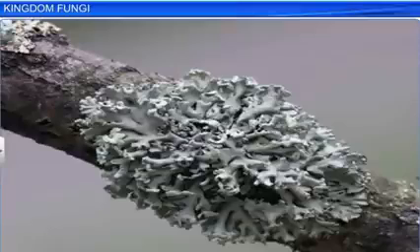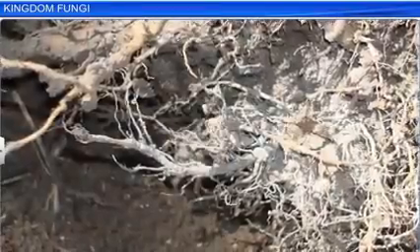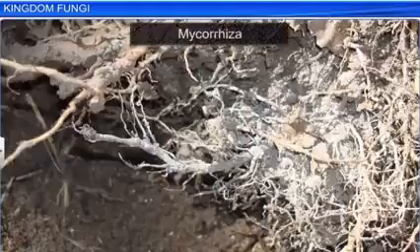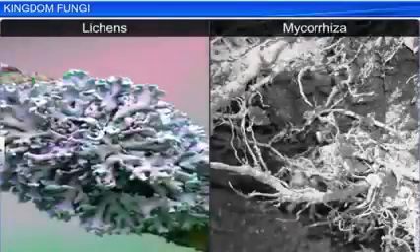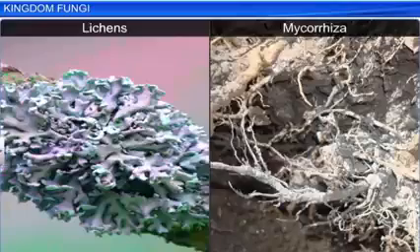For example, fungi associate with algae to form lichens. Other fungi associate with the roots of plants as mycorrhiza. In both lichens and mycorrhiza, the relationship shared by fungi with the algae and the plant is called symbiosis.